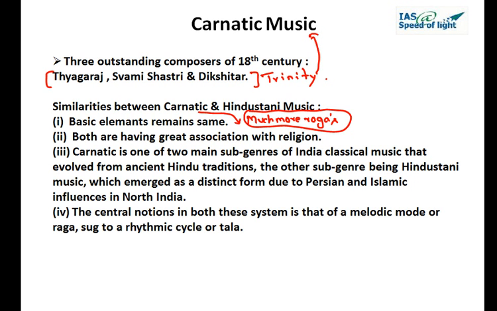Second, both have great associations with religion. We have seen that initially, before the influence of Persian music on India, both had their genesis in the Vedic period. Carnatic is one of the 2 main subgenres of Indian classical music that evolved from ancient Hindu traditions. The other subgenre is Hindustani music, which emerged as a distinct form due to Persian and Islamic influence in North India. The central notion in both systems is that of a melodic mode or raga, which is sung to a rhythmic cycle or tal. The central theme is the raga or the melody.